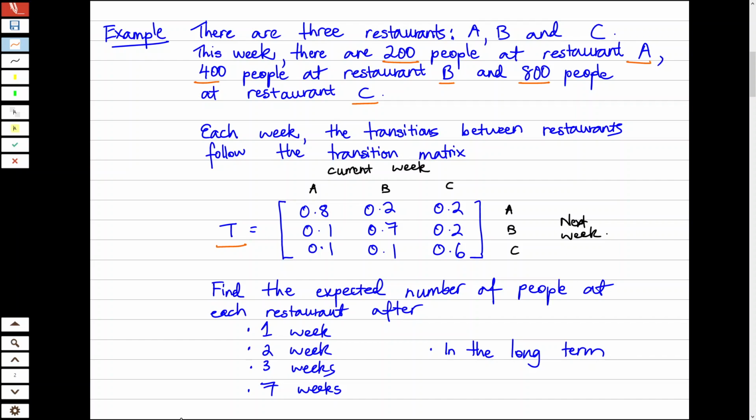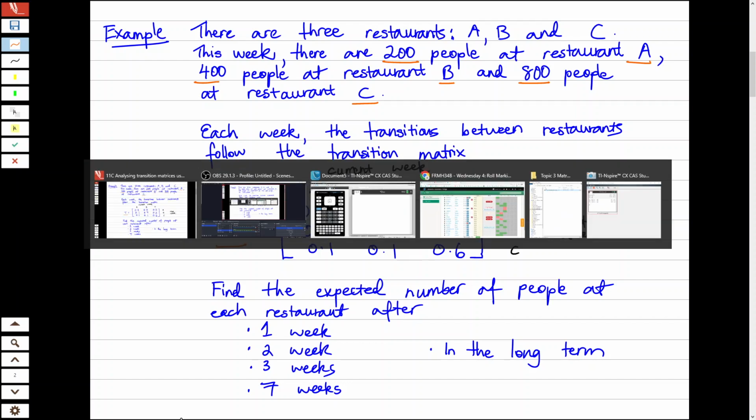And the question that we are asking today is, what's going to happen next week? After 2 weeks, after 3 weeks, after a few more, and this long-term thing is called the steady state, which I'll talk more about towards the end. So you're going to need to get your CAS calculators out now. So grab them out.